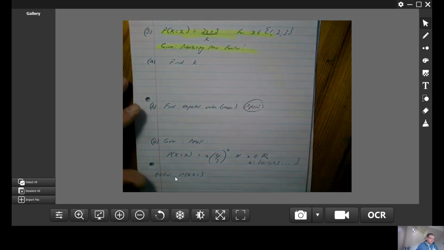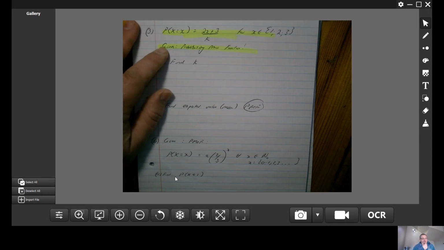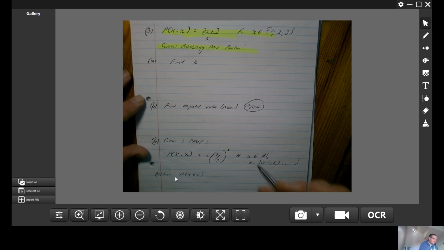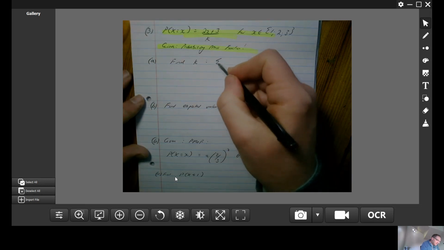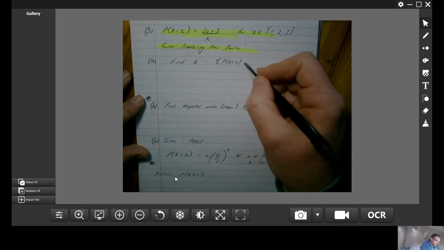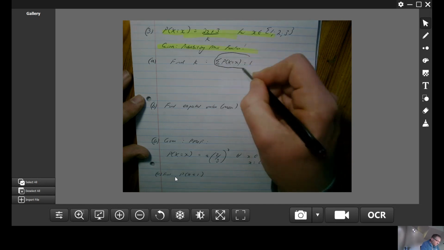So we're given the function, but now there's a difference. In the previous question, they said, is it a probability mass function? Now they tell us, yep, this is a probability mass function. Based on that information, you've got to go find k. And what's the key idea? The key idea is that the sum of the individual probabilities must be equal to 1.